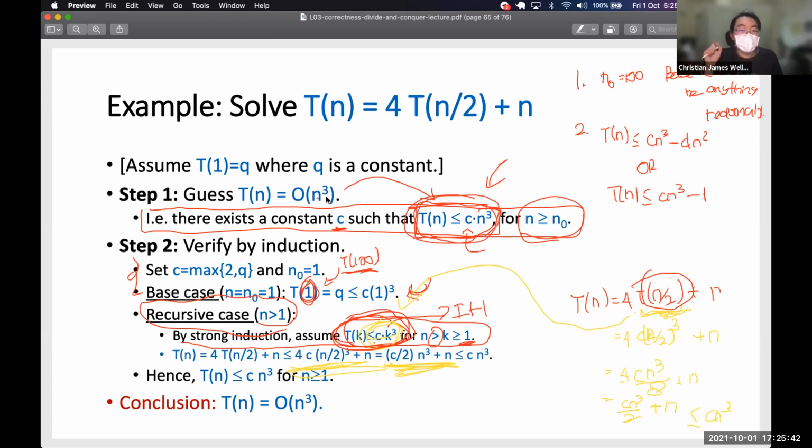You can use less than Cn cube, but it turns out your induction will not work. You realize, oh crap, your induction cannot hold. So does it mean you give up? No, you can change your inductive hypothesis as long as it's still O(n cube). You can tweak it a bit, like Cn cube minus Dn squared, or Tn can be Cn cube minus 1. All of these are still O(n cube). Does this make sense?